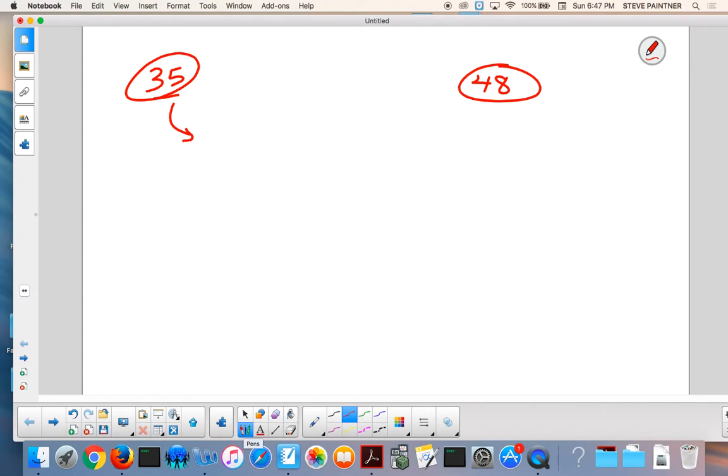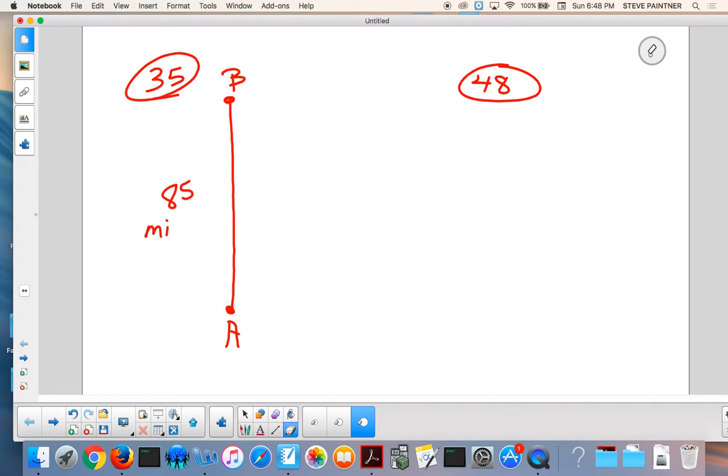Let's take a look at number 35. Maybe you already tried it and it went well, and if not, let's try it together. I'm not going to do it, I'm just going to get you going on it, okay? Number 35 says a pilot is flying from city A to B, which is 85 miles due north, okay? So from A to B, and we know that's 85 miles, right?